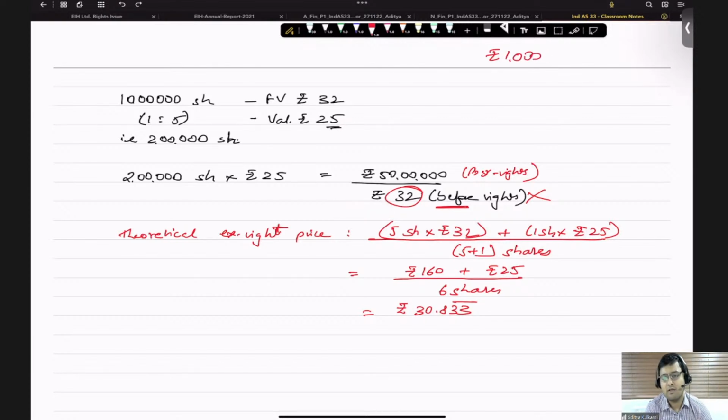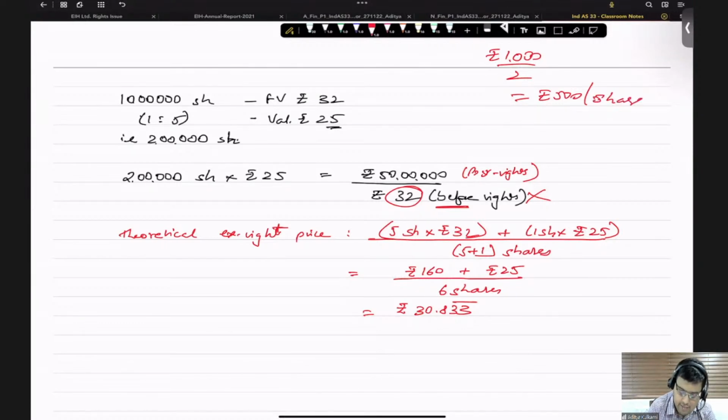You come with a bonus issue of 1:1. That means, are you adding anything? No, you are not. You are just converting one into two. So instead of 1000 for 1, now you will have 1000 for 2. So the value is going to be 500 rupees per share.